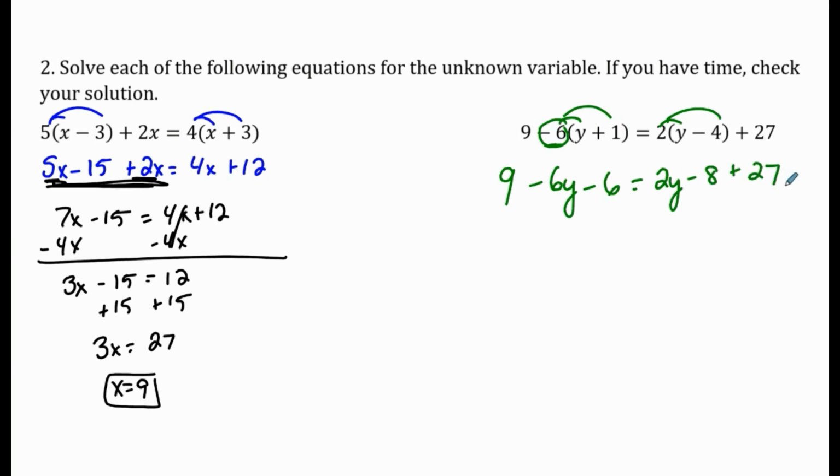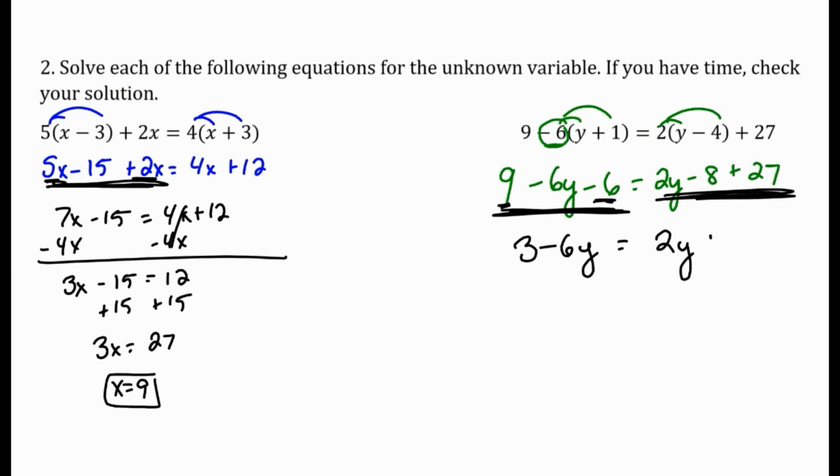Okay, I applied the distributive property, but now I've got to clean up. So let's focus on this side of the equation here. What are my like terms? I have 9 and a negative 6. 9 minus 6 gives me 3. Let's look at this side. What are my like terms? I have a 2y, and when I combine those, negative 8 and 27, that gives me 19.